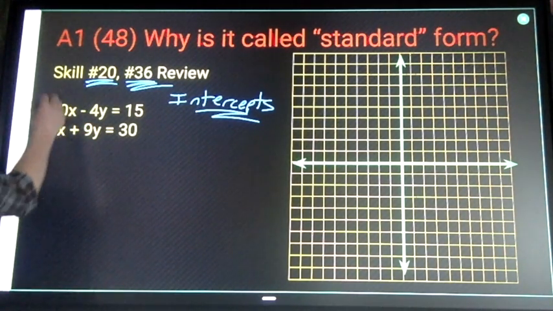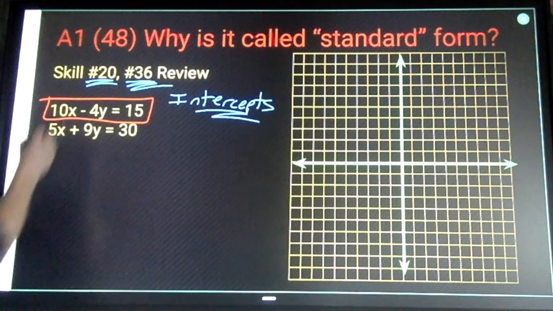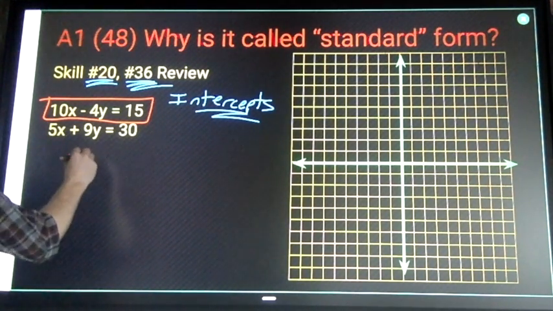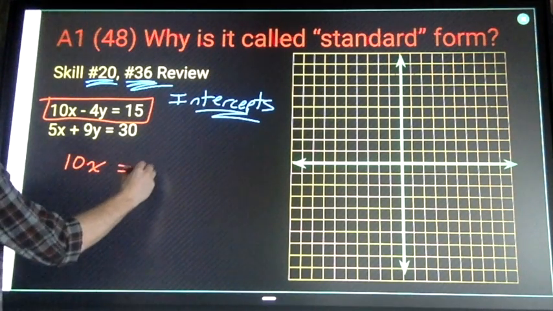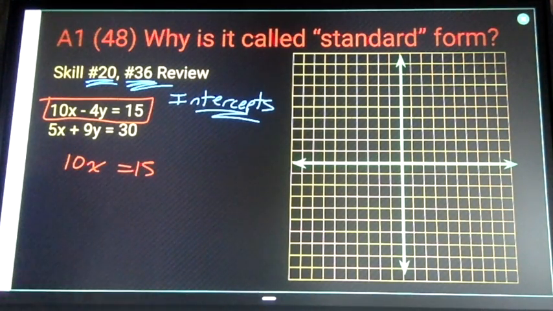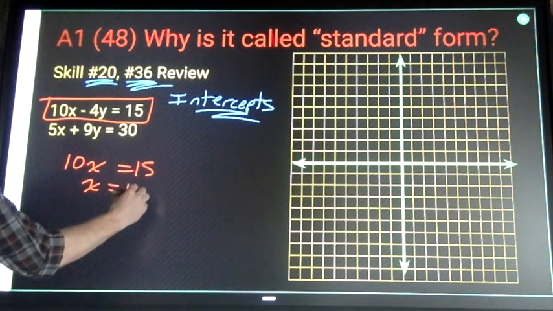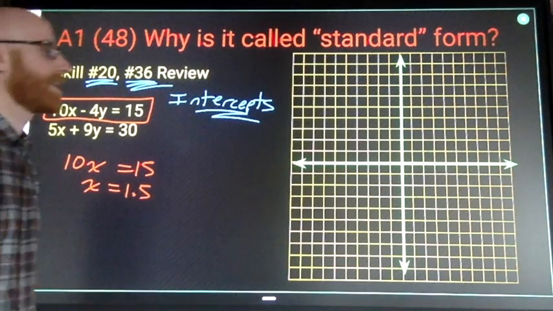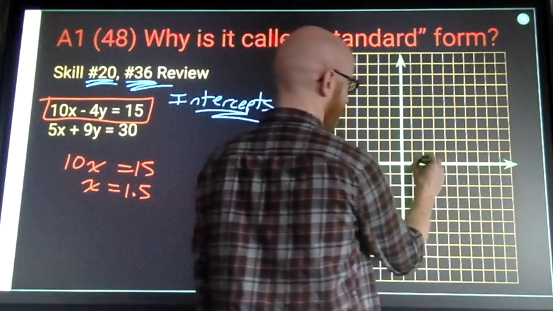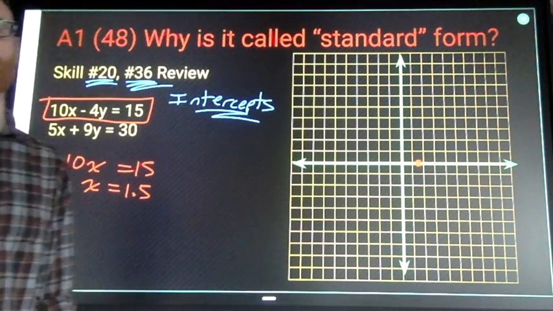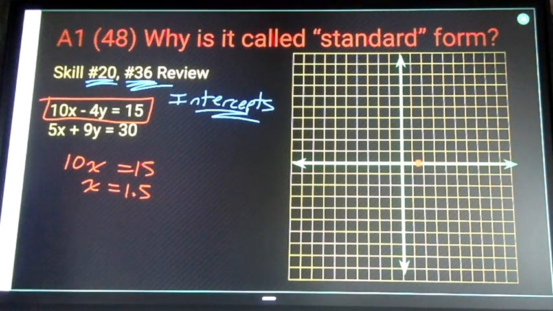Let's look at this top equation. You find your x-intercept by making y be 0. So 10x equals 15. We basically just drop out the y term. That means divide both sides by 10. X is going to have to be 1.5. That tells me that I'm crossing the x-axis at 1.5. Okay?